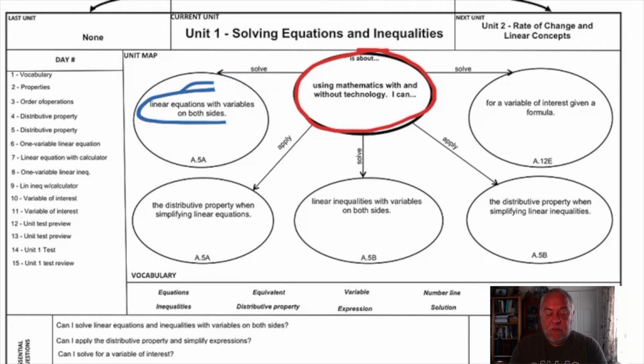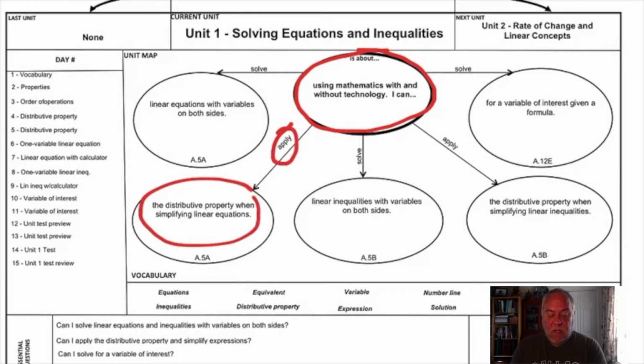The next bubble down talks about the distributive property. I can apply the distributive property when simplifying linear equations. The distributive property, other than the properties of equality, is probably the most important property you will come across in algebra. So you'll use it all the time. You'll use it in Algebra 2. You'll use it in higher math. You'll use it through all your mathematics career if it goes that far.